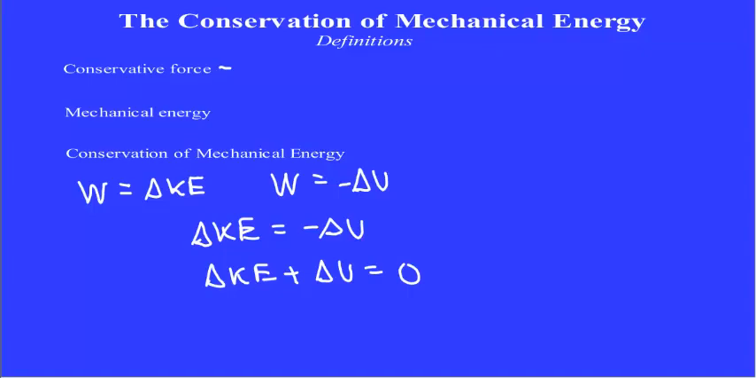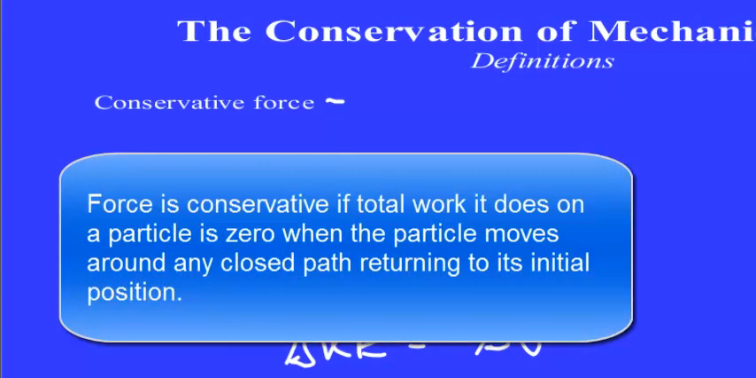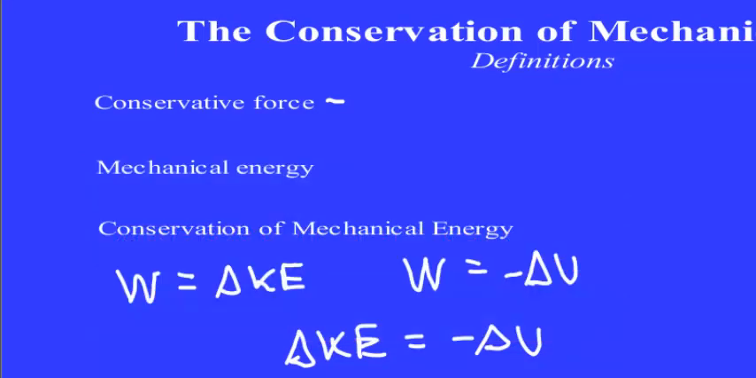First of all, a few definitions. Remember that a conservative force is defined in the following way. We define a force as conservative if the total work it does on a particle is zero when the particle moves around any closed path, returning to its initial position. When an object is lifted up, gravity does negative work. When an object falls back down, gravity does positive work, and the total work done by gravity is zero.